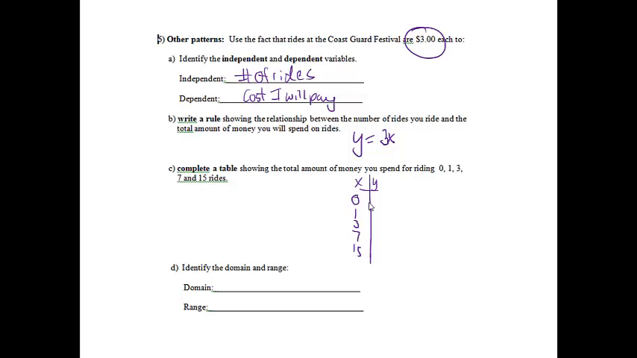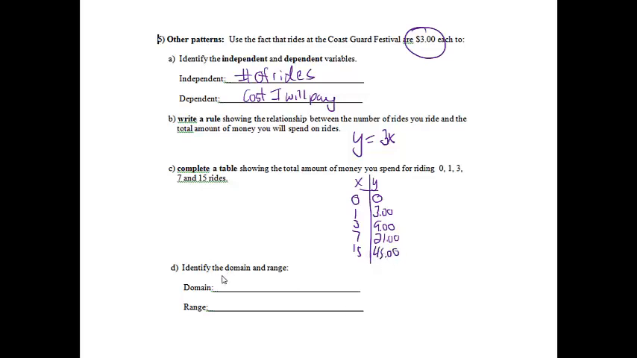Okay, if I go on no rides, it will cost me no money. If I go on one ride, it will be $3. If I go on 3 rides, 3 times 3 would be $9. 7 rides, 7 times 3 would be $21. And 15 times 3 would be $45.